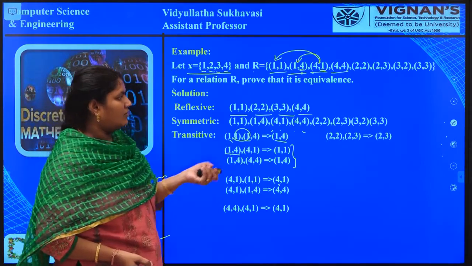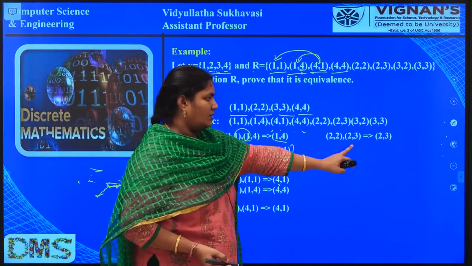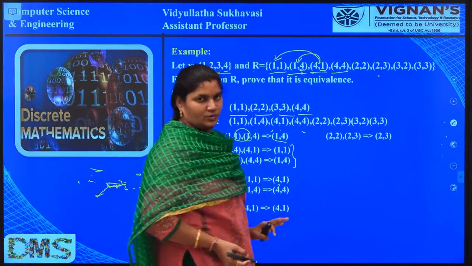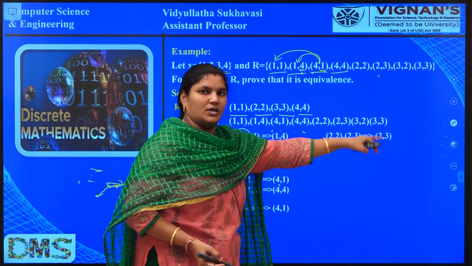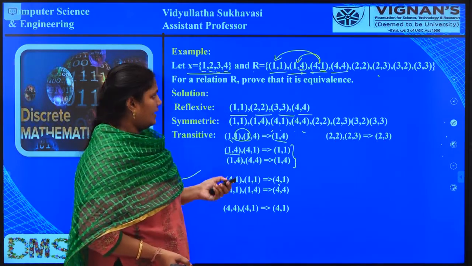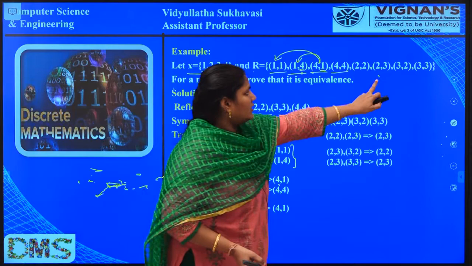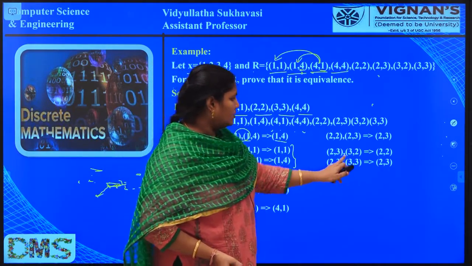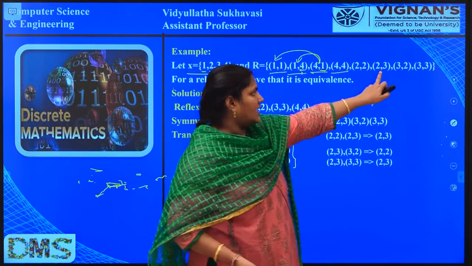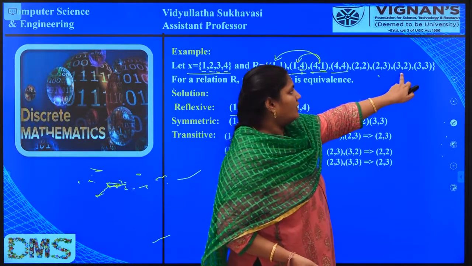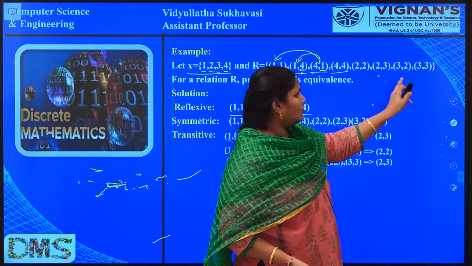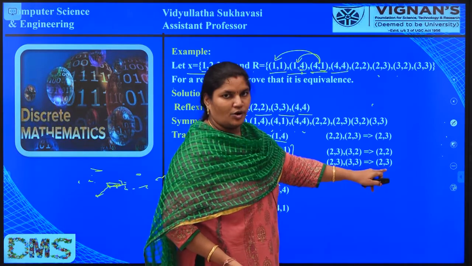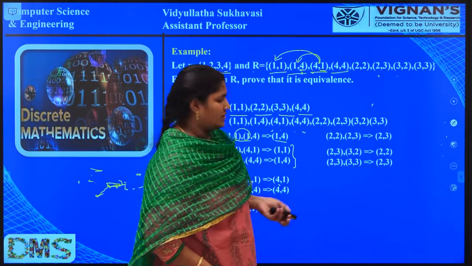Next one, 2 comma 2. It will be checked with 2 comma 3. Only one ordered pair starts with 2. So we got 2 comma 3 which is already in relation R. Next ordered pair is 2 comma 3, which checks with 3 comma 2. Here the second element is 3, so we have 2 ordered pairs which start with 3. So we need to check with 3 comma 2 and 3 comma 3. So we have checked and we got these 2 ordered pairs which are already present in the relation R.